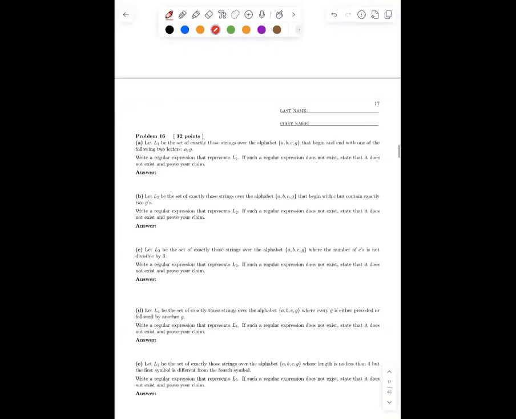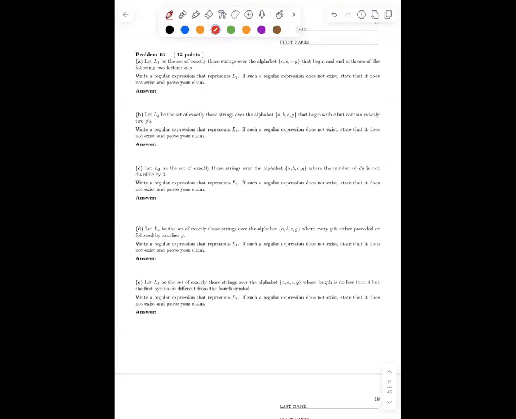Let's go on to question number 10.16. Let L1 be the set of exactly those strings over the alphabet A, B, C, and G that begin and end with one of the following two letters, A and G. So it has to begin with A or G and not with B or C. Then I can have whatever letter I want to use from A, B, C, and G, and I can have 0 or more.